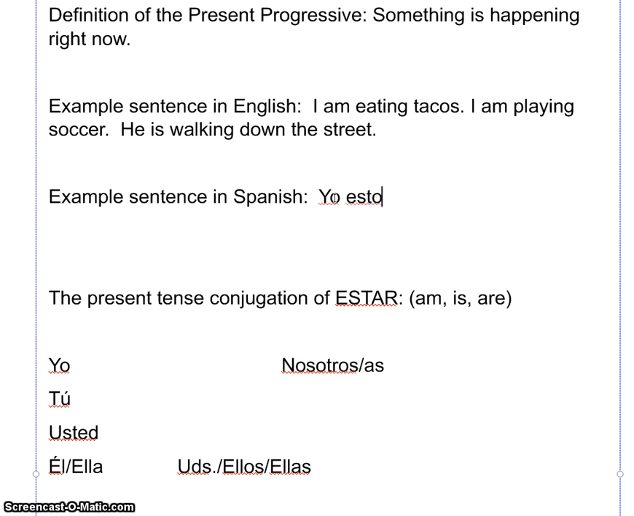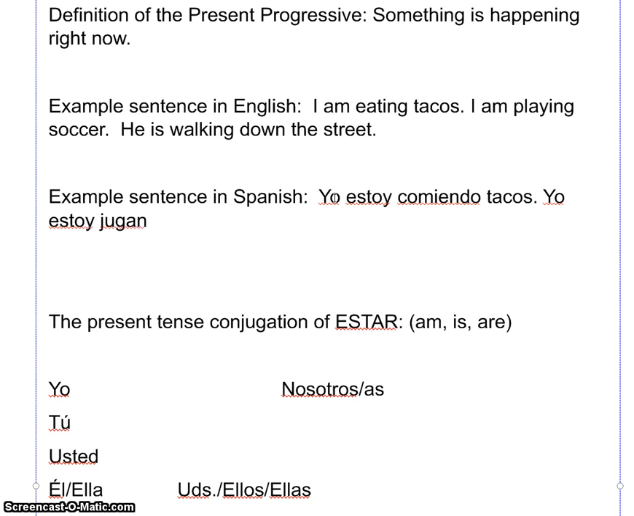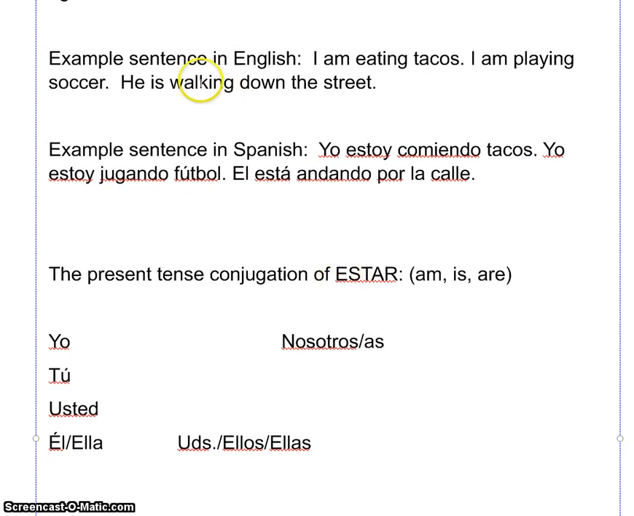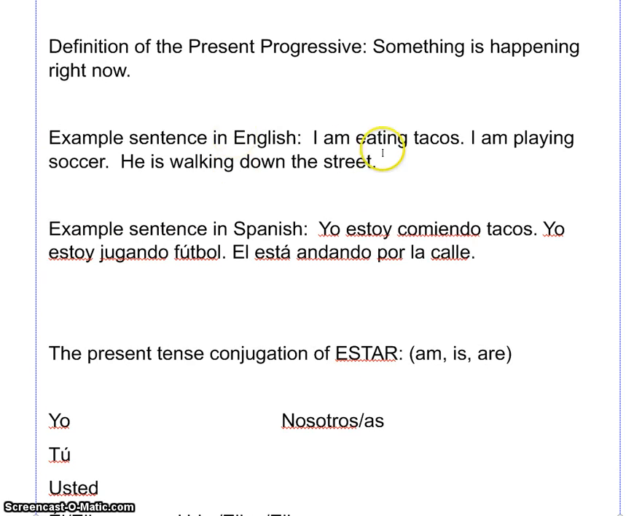Yo estoy comiendo tacos. Or yo estoy jugando fútbol. Él está andando por la calle. Cool. All right. Or caminando. Cool. So these are example sentences. I make sure that I write those down so you have some examples of what it actually looks like.